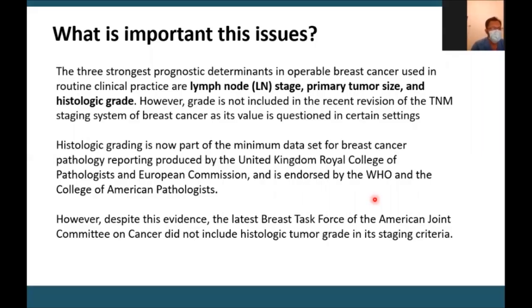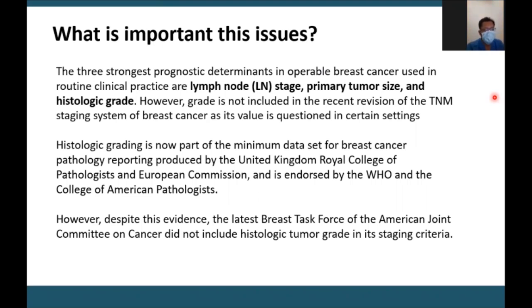What is important of the issue? Some of the literature states that many things affect the prognosis factor in breast cancer, and it's very difficult to determine what prognostic factors most influence her. We know three very important prognostic factors in breast cancer are lymph node stage, primary tumor size, and histology grade. The main issue is the TNM staging system that we know. The problem is histology grade is not yet included in the staging.